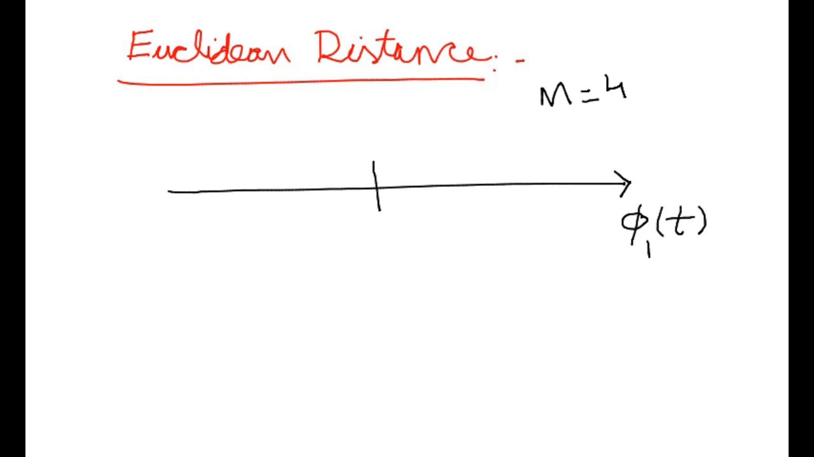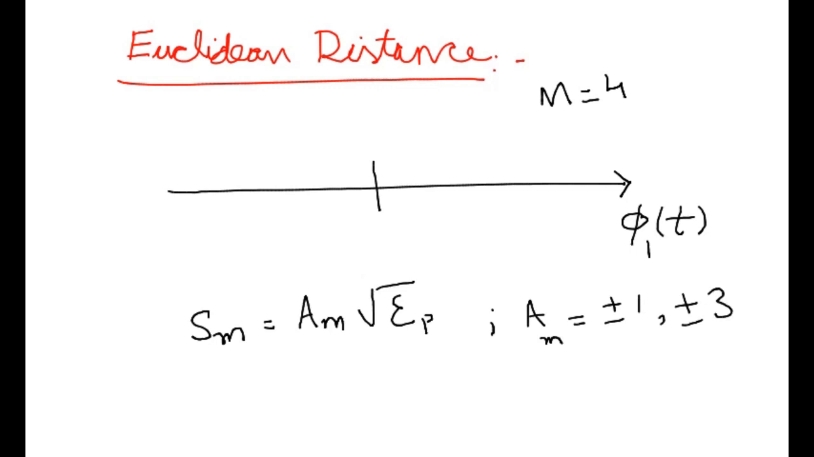If you recall, your signal points, as I discussed earlier in my lecture, with M equals 4 we will have 4 signal points on the phi axis, which can be expressed as A_m times square root of E_p, where A_m is plus minus 1, plus minus 3, because we have M equals 4, so it is plus minus (M minus 1). We can write it in this form, or we can write it in this form, with square root of E_g over 2.